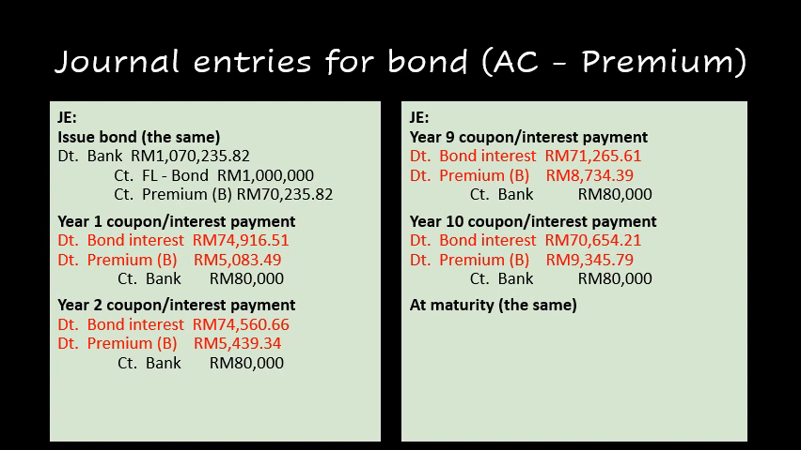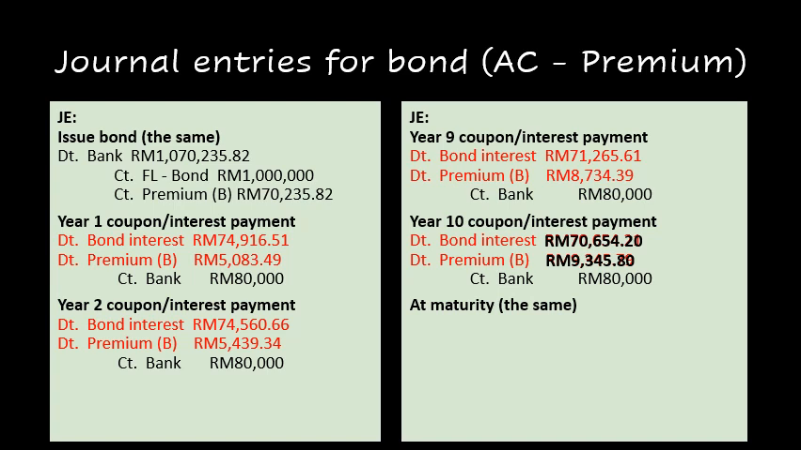So for year 10 or period 10, instead, we could have bond interest of 70,654 ringgit and 20 cent and amortization amount of 9,345 ringgit and 80 cent. With this, the total premium amortized will be equivalent to its original amount at inception, thus the account will be 0.